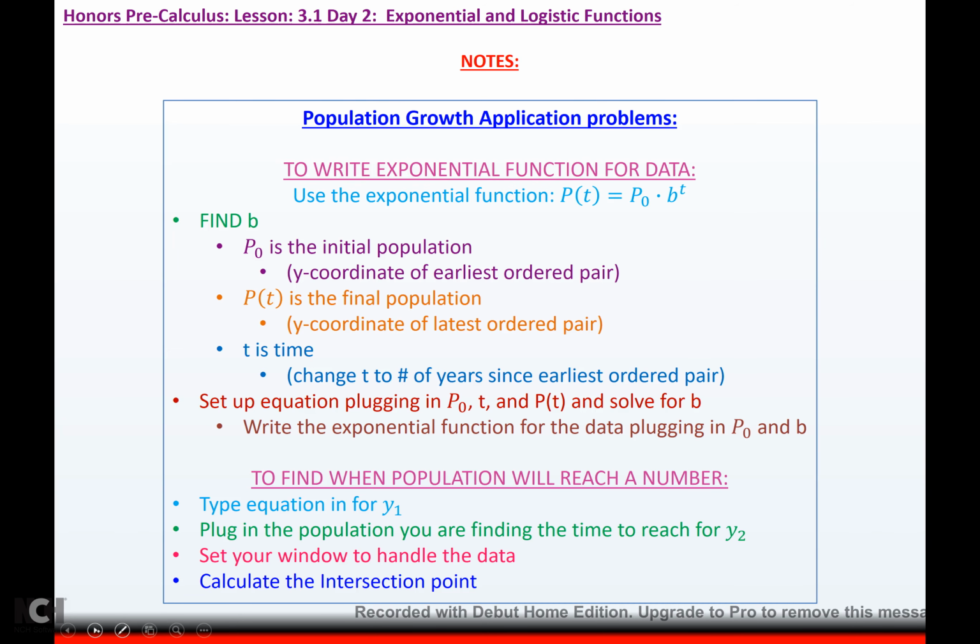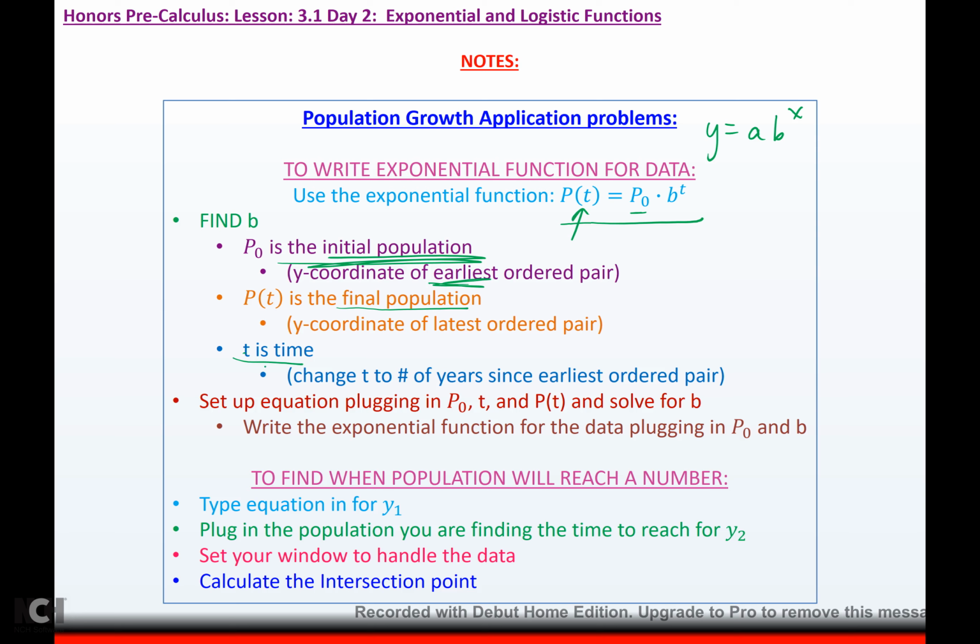All right. Population growth application problems. It says to write exponential functions for data. You're going to use these population functions. And it looks just like your exponential functions, which is y equals a b to the x. It's just that here, your a is your initial population, which, if they're giving you data, is the y-coordinate of the earliest ordered pair. Makes sense. The first ordered pair would be the start of the population, so that would be your first y-coordinate. P of t represents the final population. That's going to be the y-coordinate of the latest ordered pair.